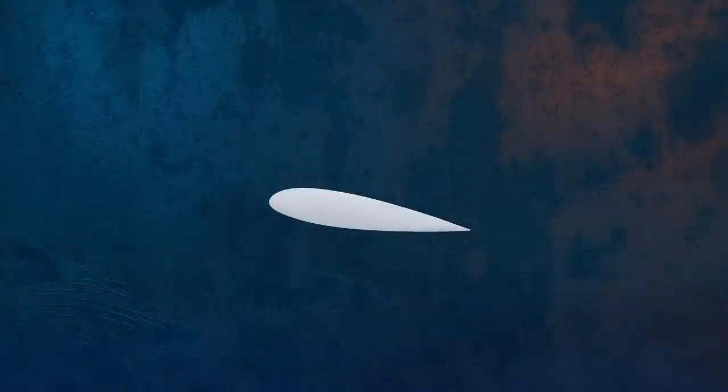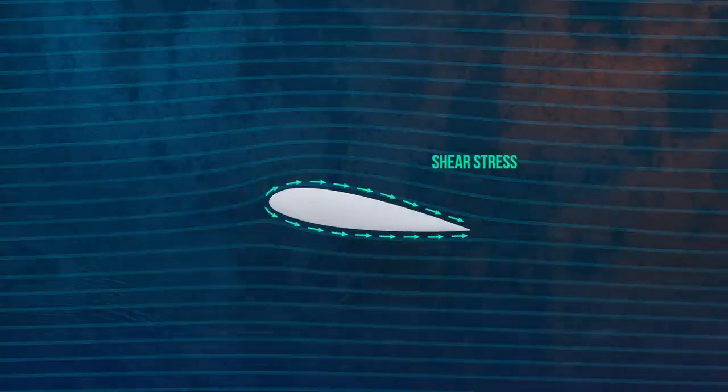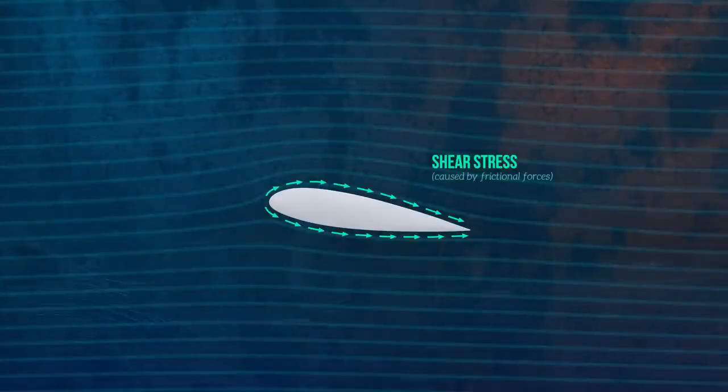So how does a humble teardrop shape generate enough force to lift heavy aircraft off the ground? As the fluid flows around the airfoil, it creates two different types of stress which act on its surface. First, we have the wall shear stresses. These stresses act tangential to the object's surface and are caused by the frictional forces that act on the airfoil because of the fluid's viscosity.